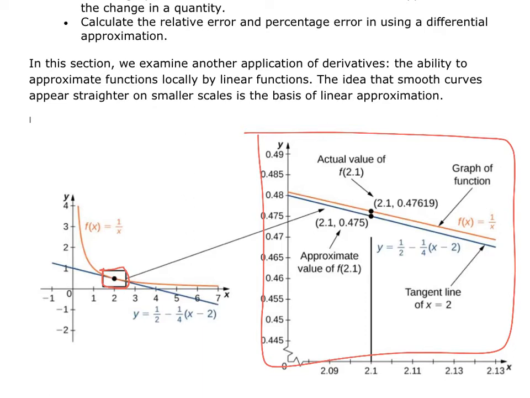The actual value on my graph, I can just put the 2.1 in and it kicks it out. But I can use this formula right here to approximate it. The reason we do this is sometimes it's easier to approximate than it is to actually plug and chug. Now, where does that number come from? y equals 1/2 minus 1/4 (x minus 2). Where do you think that equation came from?